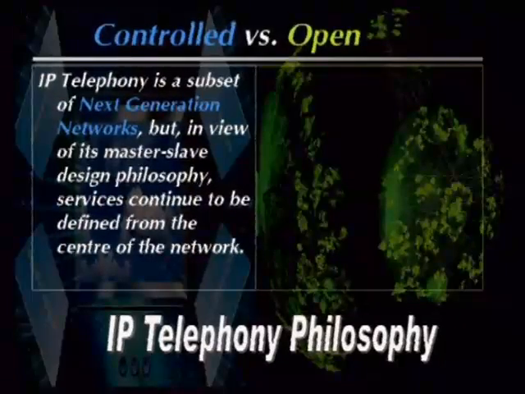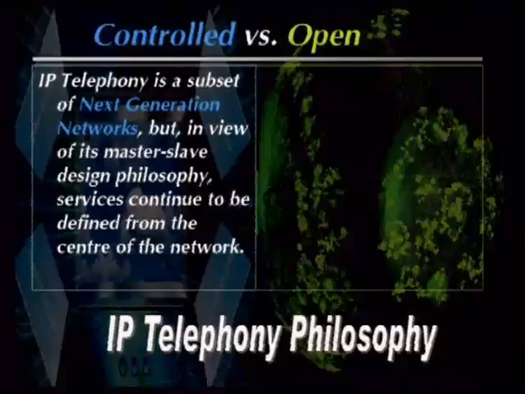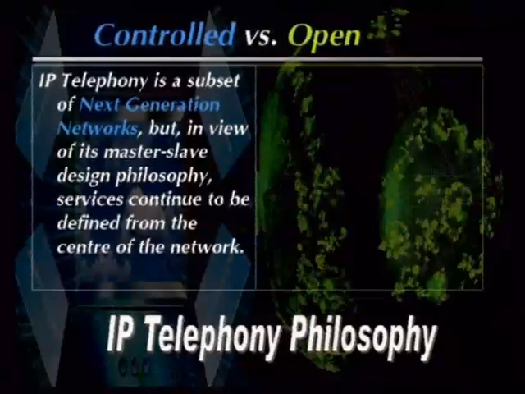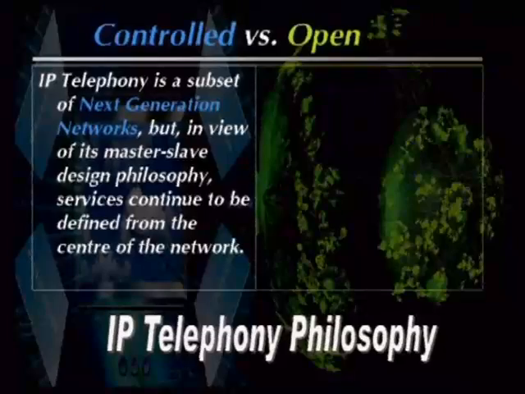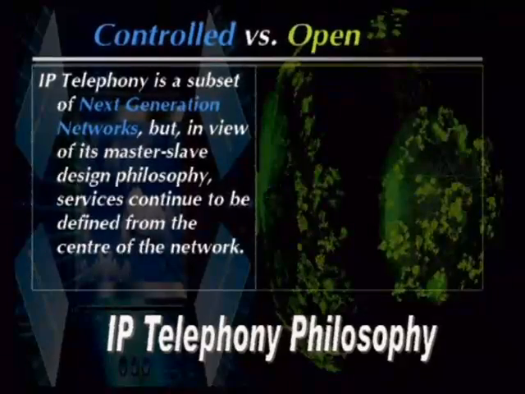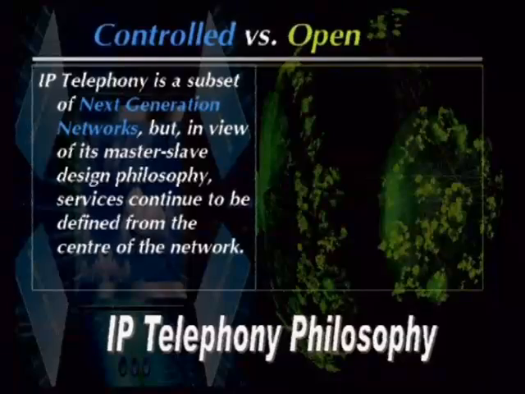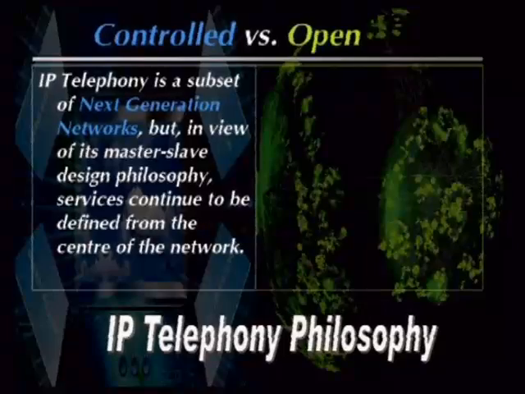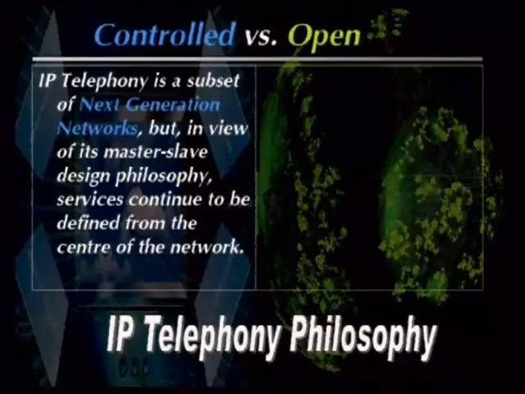The IP focus on the controlled network side is that next generation networks are the answer for the future, according to the controlled network group. They really believe that the next generation networks will still be a voice data network, but that the master-slave relationship will still be in place with a center of control still within the network.